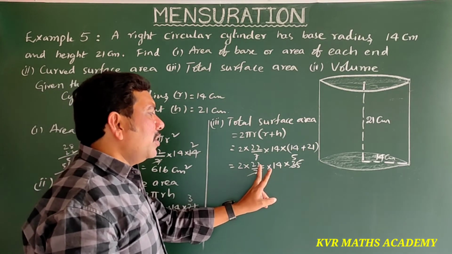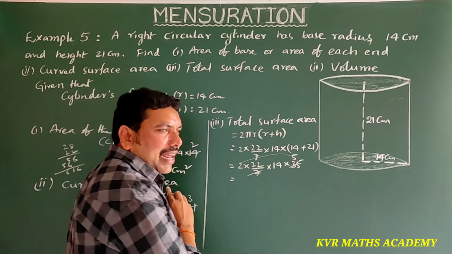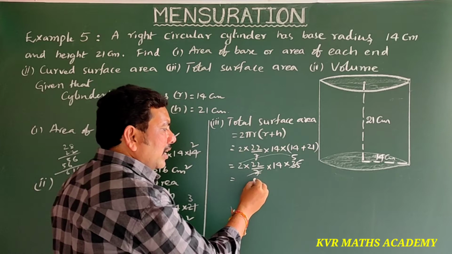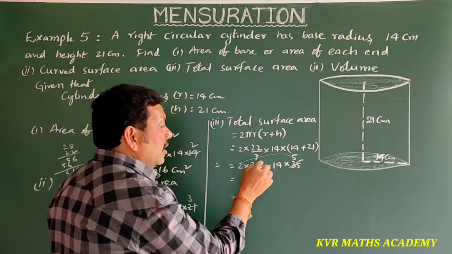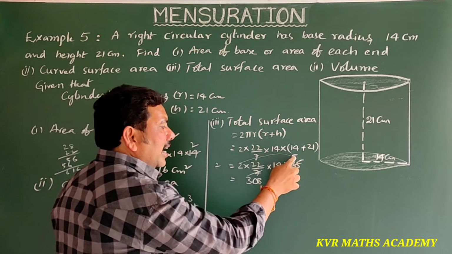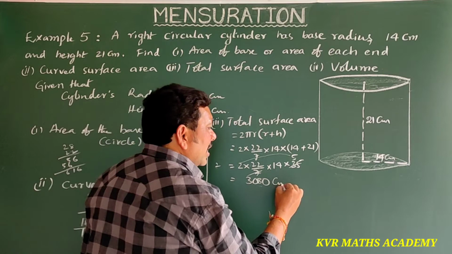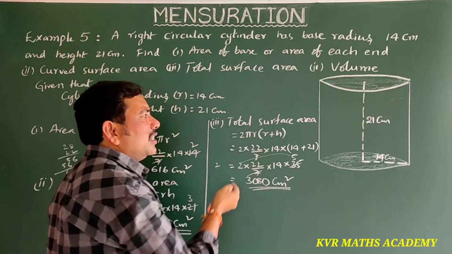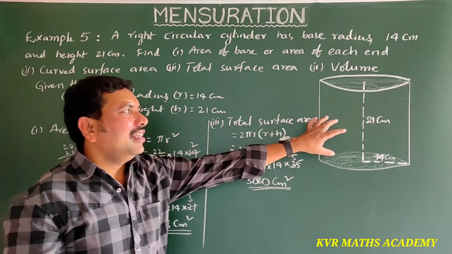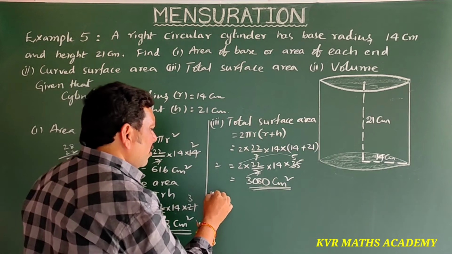Next, 14 22s are, see here, 2 5s are 10. Next, 14 2s are 28, plus 2, 30. Again 2 5s are 10, no? 10 into 308, 3080 centimeter square. So this is the total surface area of the given solid. Understood? Next, finally what we have to find?